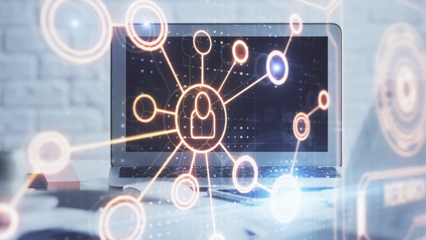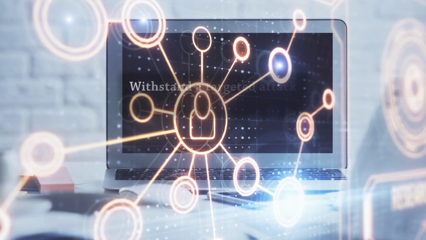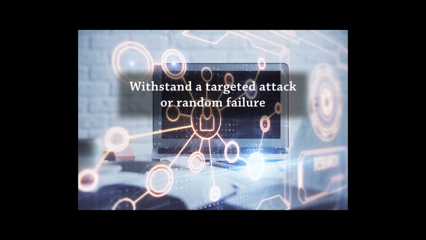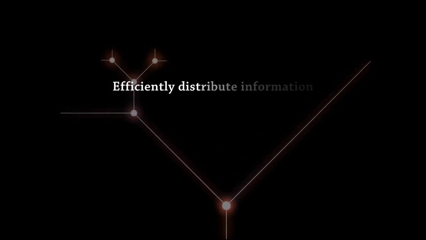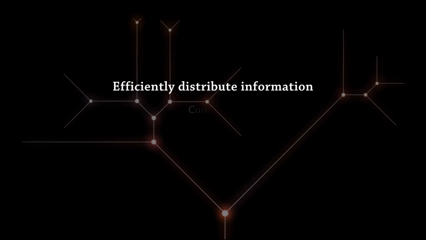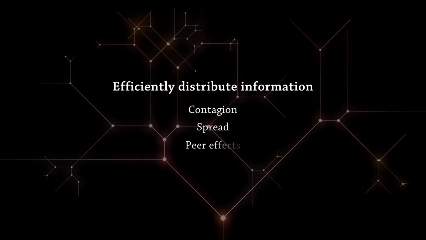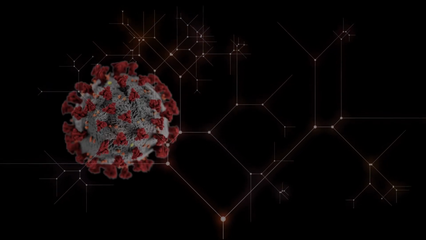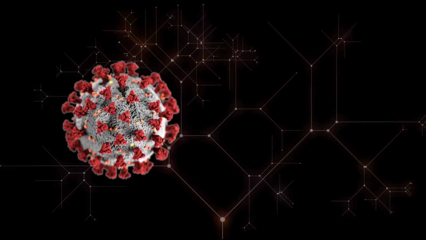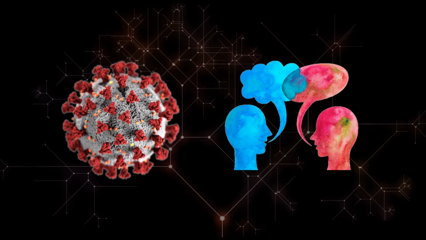By functions, we mean, for example, a system's ability to withstand a targeted attack, or a failure, say, due to an environmental or economic disaster. Another example is a network's ability to efficiently distribute information, which is known under a variety of names, including contagion, spread, or peer effects, and includes familiar examples like disease transmission, propagation of rumors, or also invasive species.